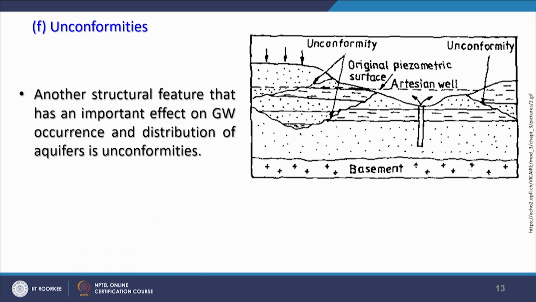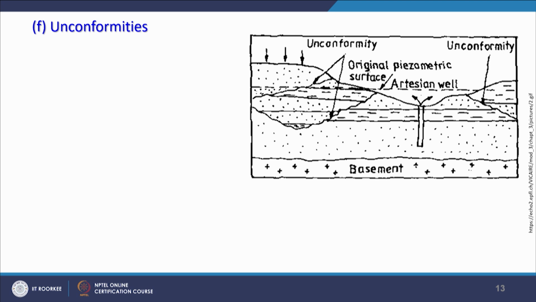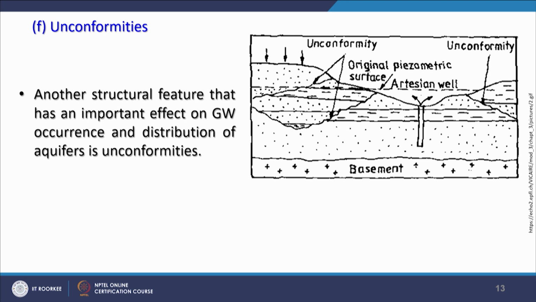So, another type of geological feature or structure that is important from the groundwater prospecting, groundwater exploration point of view is the unconformity. Unconformity basically represents the break between different horizons, which are on top of each other or side by side. So, this is another structural feature that has an important effect on groundwater occurrence and distribution of aquifers.